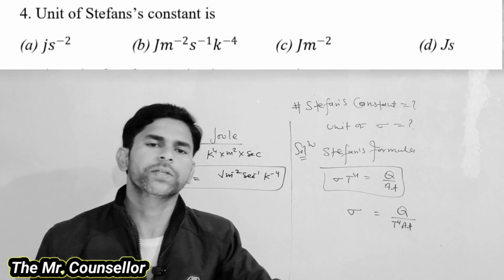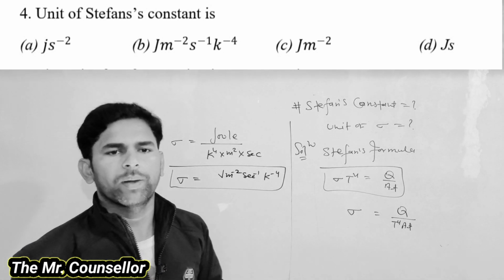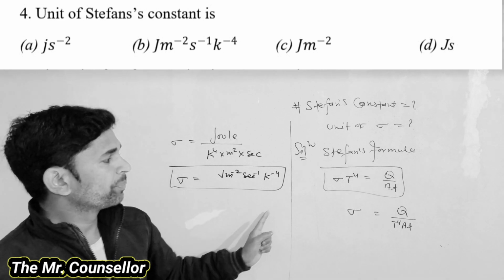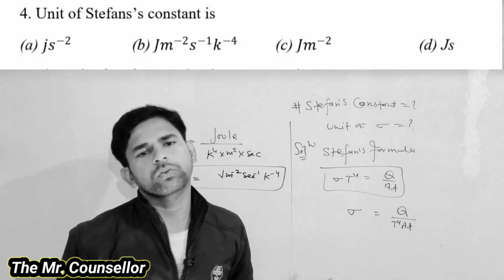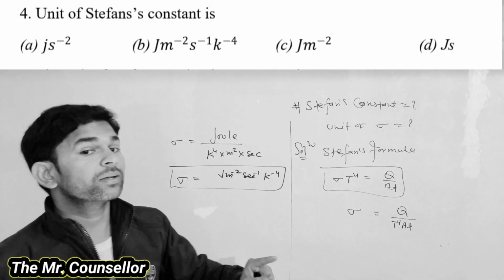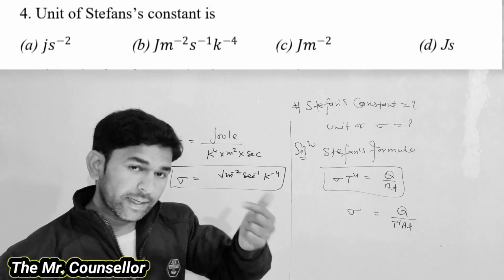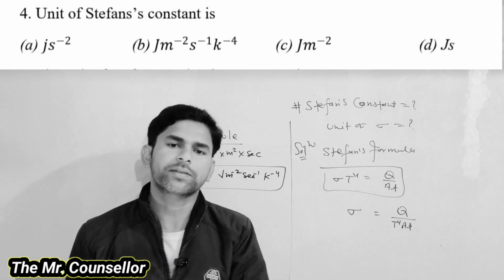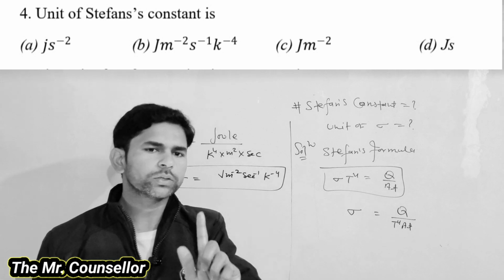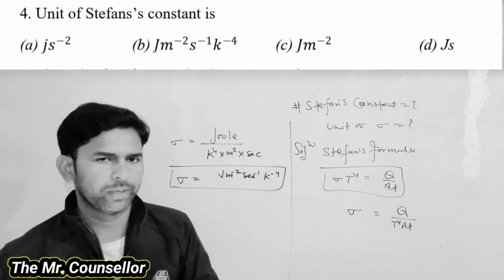They are asking Stefan's constant, so you can just apply this type of approach. Without the formula you cannot solve anything. Here they are asking units, next they can also ask for the dimensional formula. So you should learn both, please. I have a humble request.